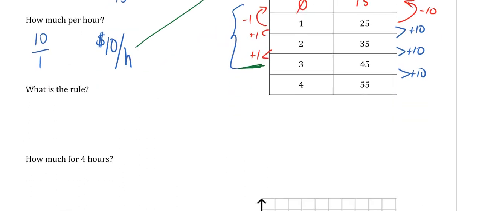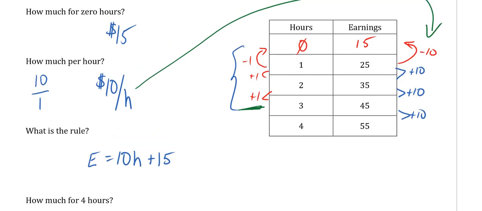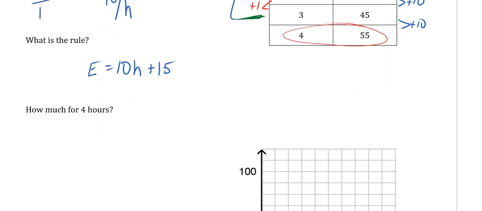So what's the rule? Who's got the rule written down? No? The earnings is 10 times the number of hours plus a starting amount of $15. Very good. How much for 4 hours? Well, some people just noticed, hey, the answer's right there. So it's 55. But I'm going to use the rule, and we're going to graph it too.